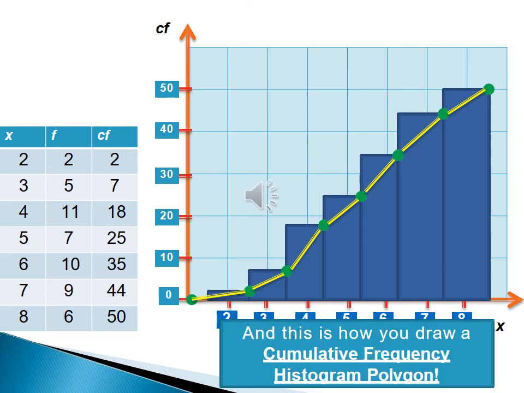As you see, you will join all the dots. First you put the dots and then you join all the dots with the help of straight lines, and it becomes the cumulative frequency histogram polygon. So that's all for today's lecture, in which we learned to draw a histogram and a cumulative frequency histogram polygon. Hope you understand it, and please practice it according to the exercise of your book.